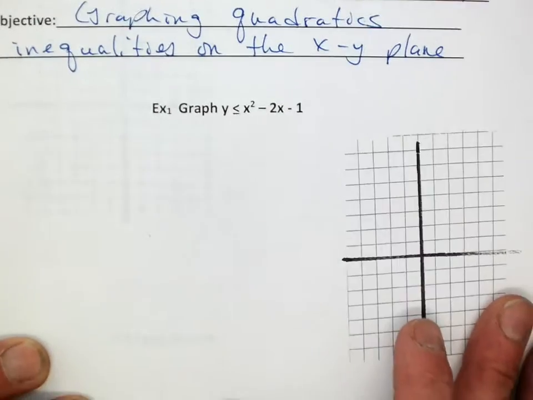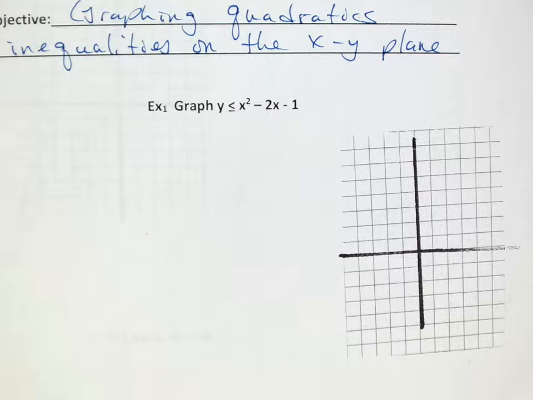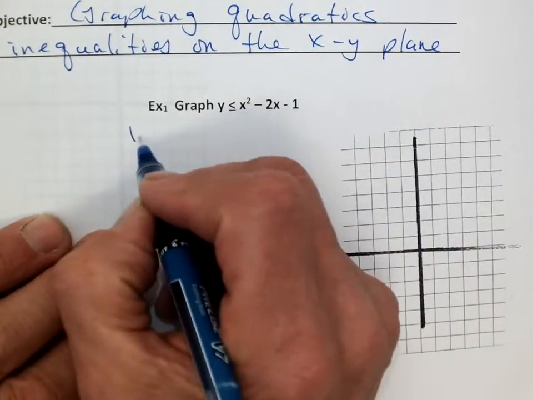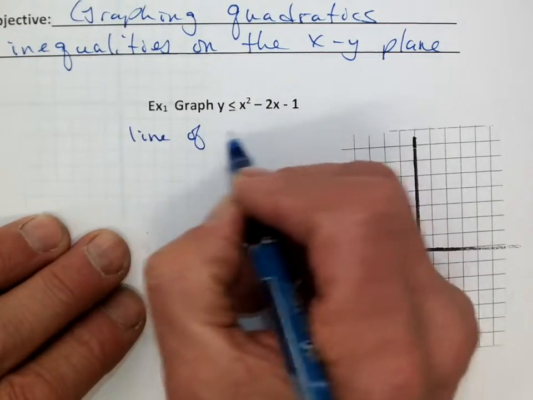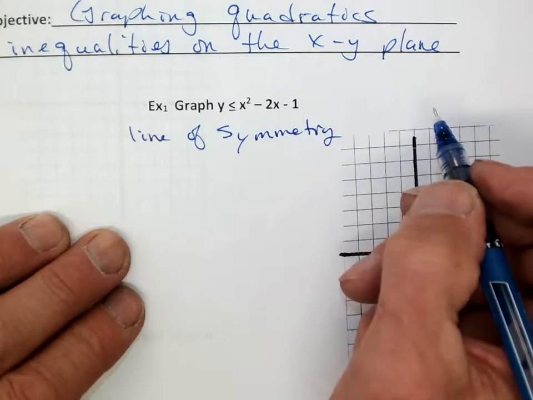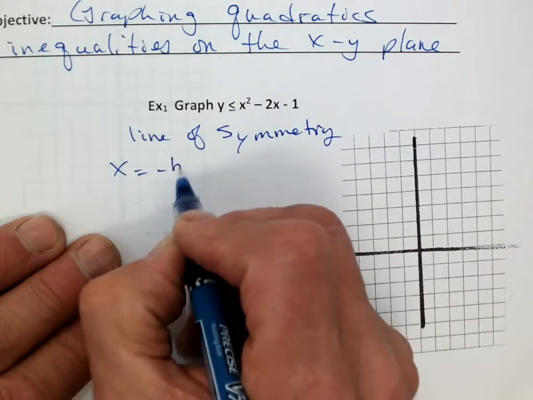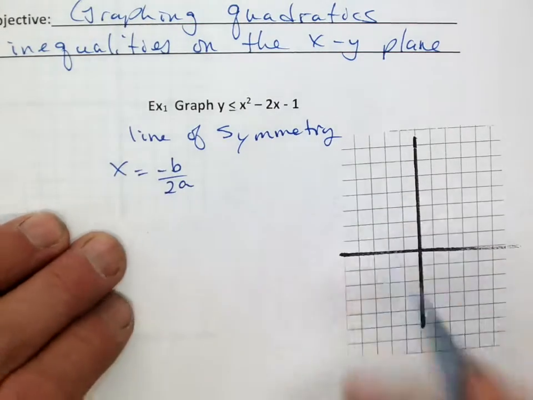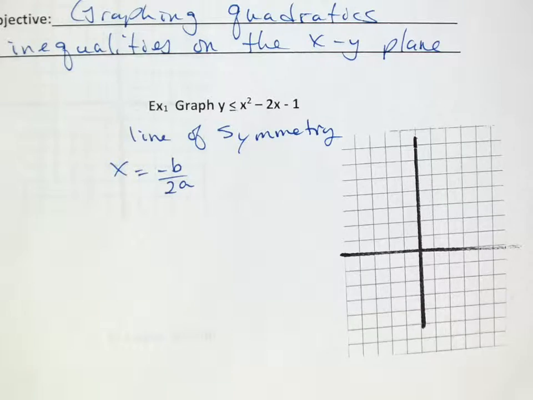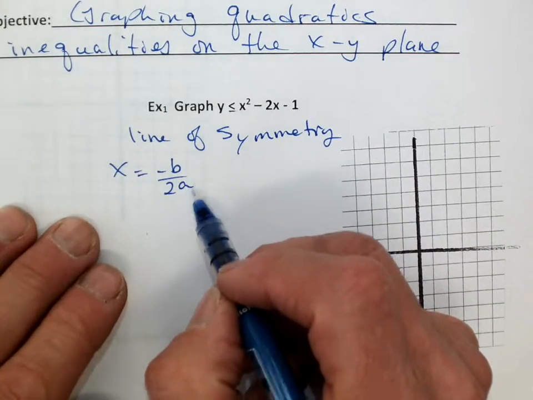Now, if we're going to graph this, there's a few things we have to remember. I want to get a general shape. I don't have to have it perfect, but I need to put the parabola where it belongs. First of all, I'm going to try and find the line of symmetry, which we've done before. We're going to use x equals negative b over 2a. Let's find that first. Since it's in standard form, I'm going to use negative b over 2a.